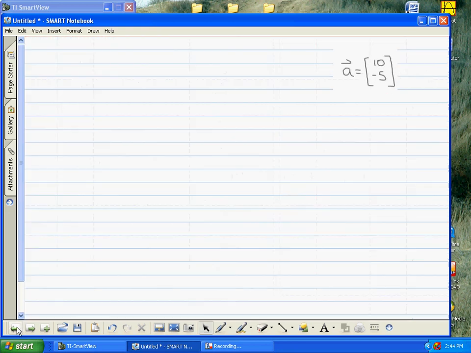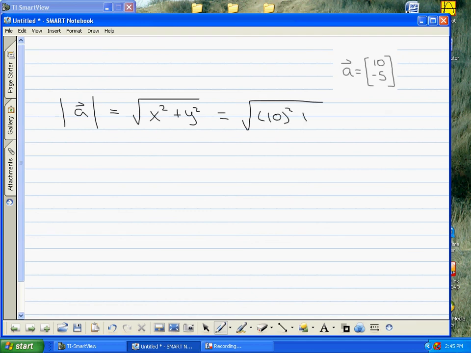First, I'm going to compute the speed of the boat. Now, the speed of the boat, again, is the absolute value of A. Well, that's how we write it. It's known as the magnitude. And that is equal to the square root of the x component squared plus the y component squared, which is equal to the square root of 10 squared plus 5 squared, which gives us the square root of 100 plus 25, which gives us the square root of 125.